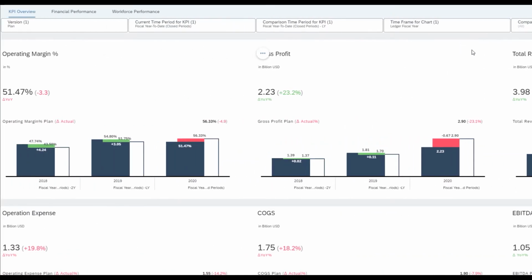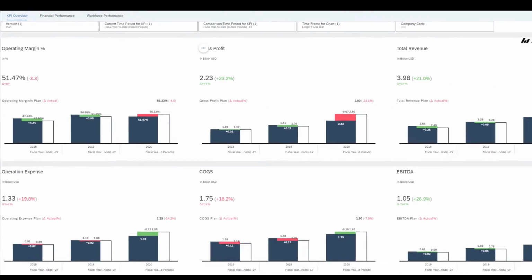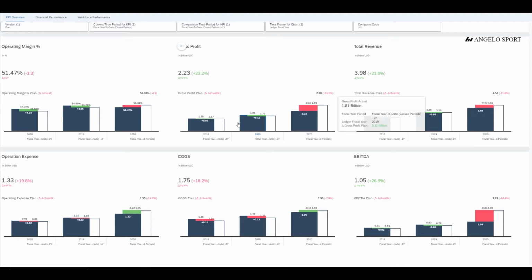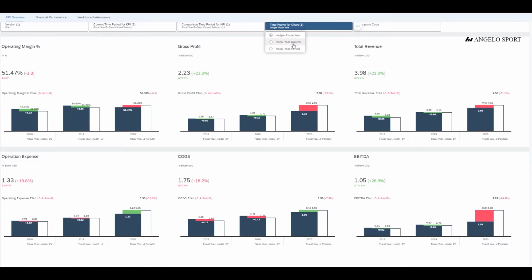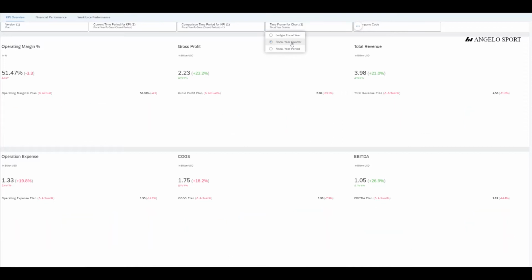Megan sees that the operating margin has gone down compared to last year and the plan, even though the revenue and profit have increased over year. She also sees the operating expense and cost of goods sold are increasing. Let's analyze the trend at a quarterly level to see which KPIs have dipped or increased.